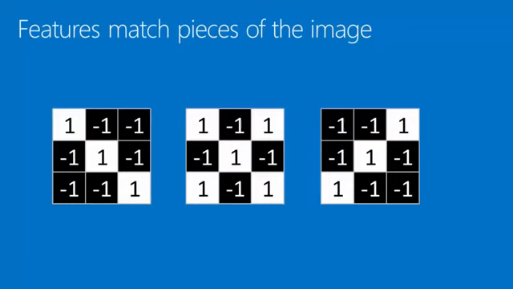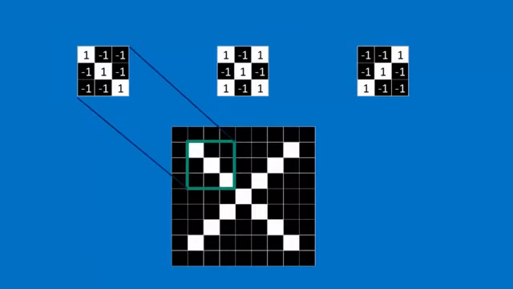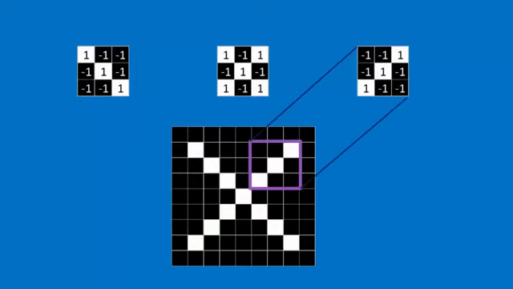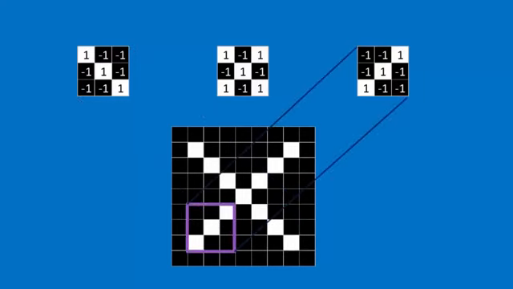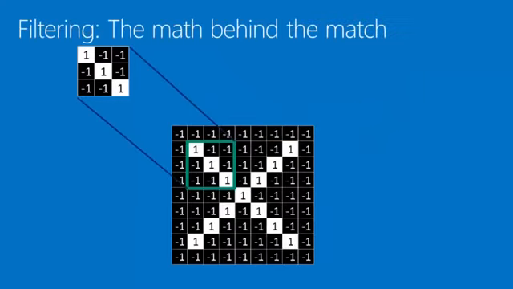The one on the left is a diagonal line slanting downward from left to right. The one on the right is also a diagonal line slanting in the other direction. And the one in the middle is a little X. These are little pieces of the bigger image. And you can see as we go through, if you choose the right feature and put it in the right place, it matches the image exactly. So, okay, we have the bits and pieces.